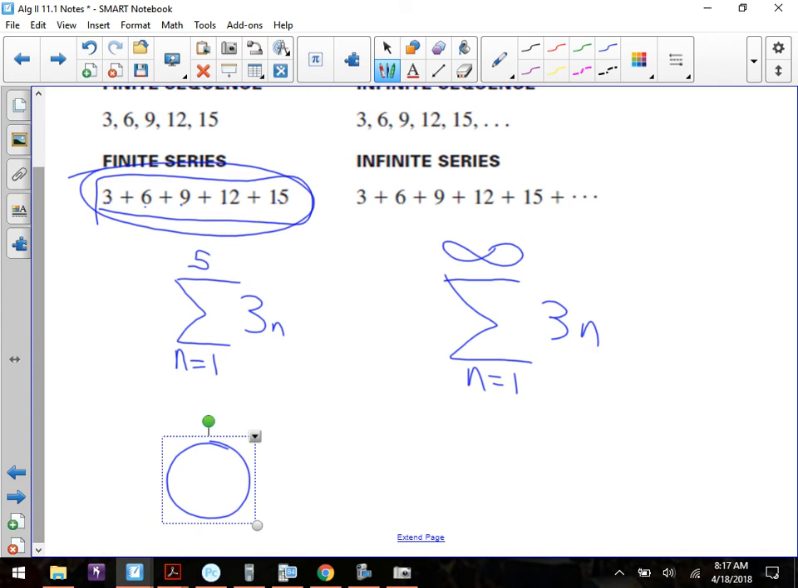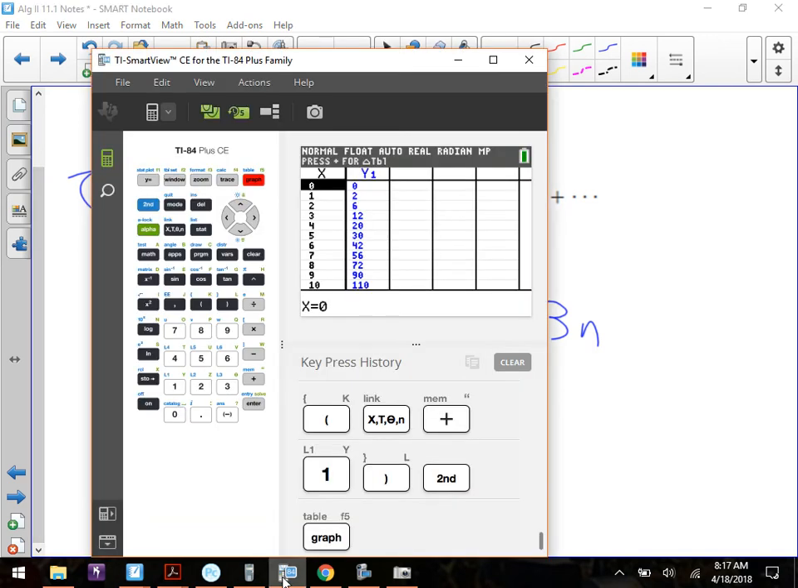Hey, guess what? There's no infinity button on your calculator, just so you know. There is no infinity button on your calculator, but there is a sigma button.